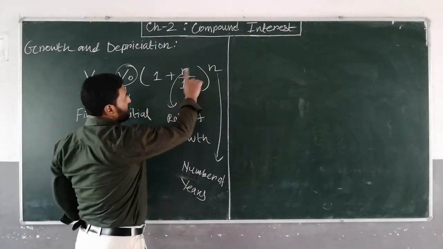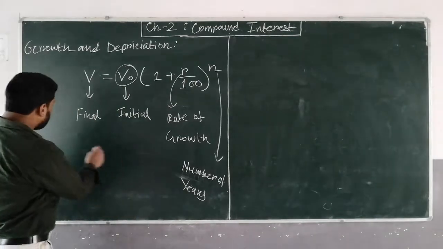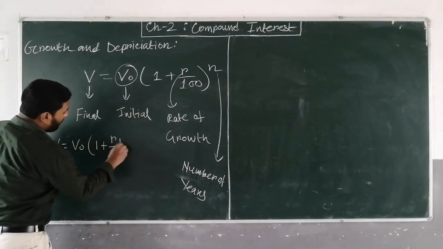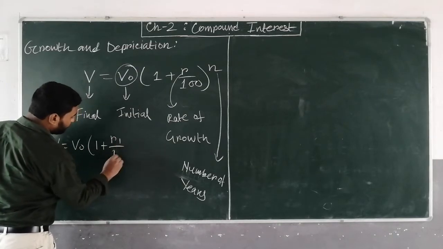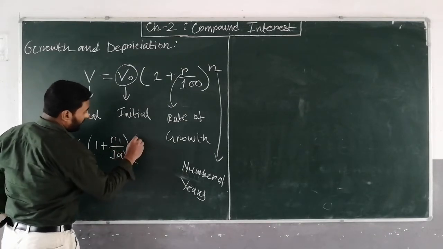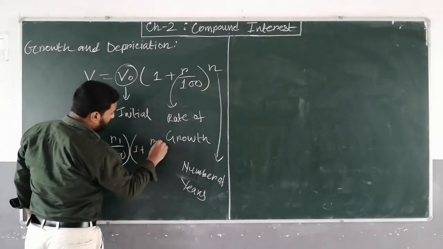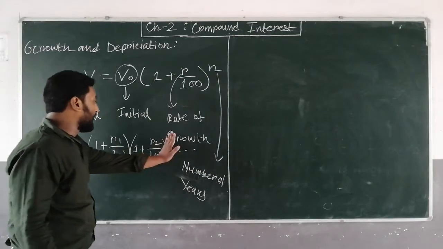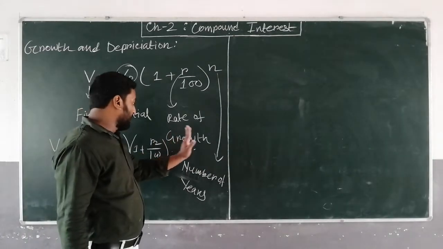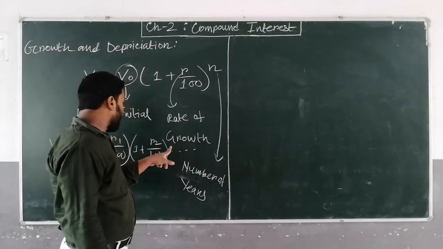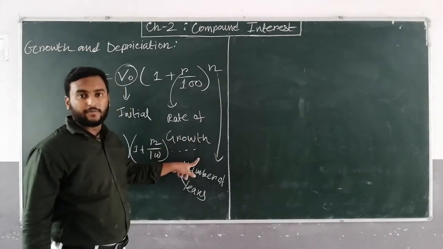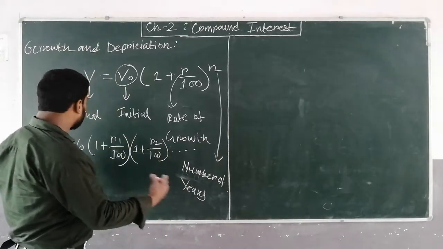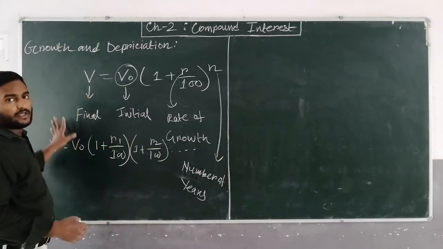Suppose the rate of interest is different in different years, then it will be V equals V naught into 1 plus R1 upon 100, into 1 plus R2 upon 100, and so on. If it is for 2 years, then you take up to R2 upon 100. If it is for 3 years, then 1 plus R3 upon 100 will also be multiplied, and for 4 years 1 plus R4 upon 100, and so on. So this is the formula for finding the growth.